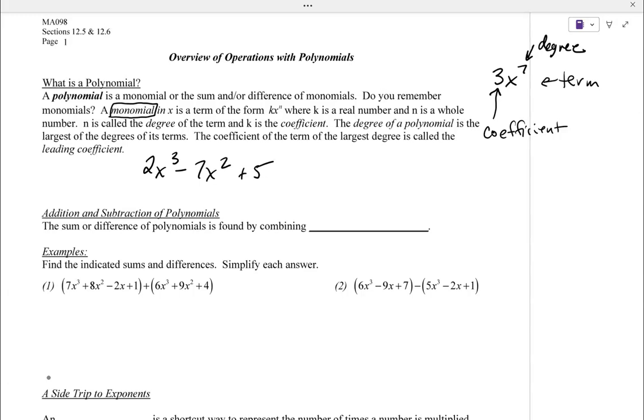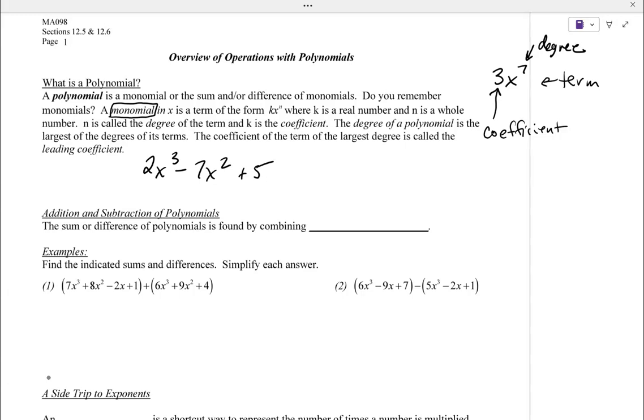I've put together 3 monomials, right? Here's a term, 2x cubed. Here's a term, minus 7x squared. Here's a term, 5. Okay. I put those terms together, made a polynomial by adding and subtracting. Basically, I'm adding. I can think of this minus 7 as a plus a negative 7. So we form bigger polynomials from these building block monomials, if you will.